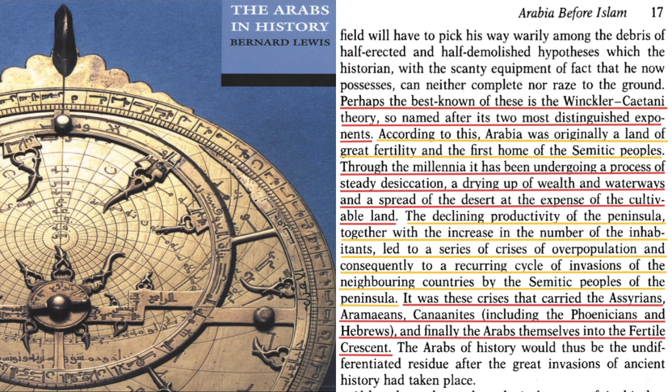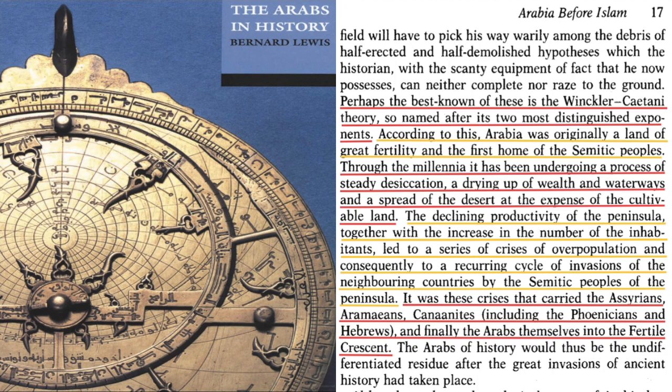So here is a book, The Arabs in History. "Perhaps the best known of these is the Winckler-Caetani theory, so named after its 2 most distinguished exponents. According to this, Arabia was originally a land of great fertility and the first home of the Semitic peoples. Though through the millennia it has been undergoing a process of steady desiccation, a drying up of wealth and waterways, and a spread of the deserts at the expense of the cultivable land."